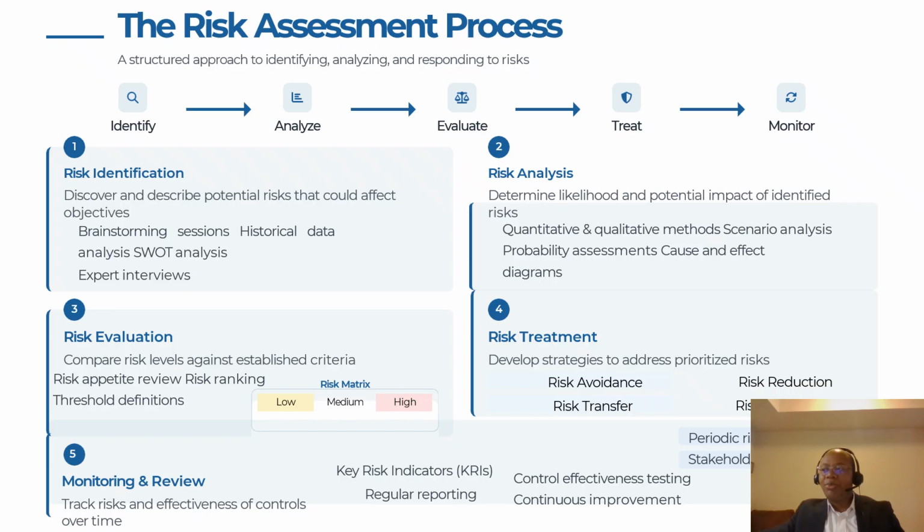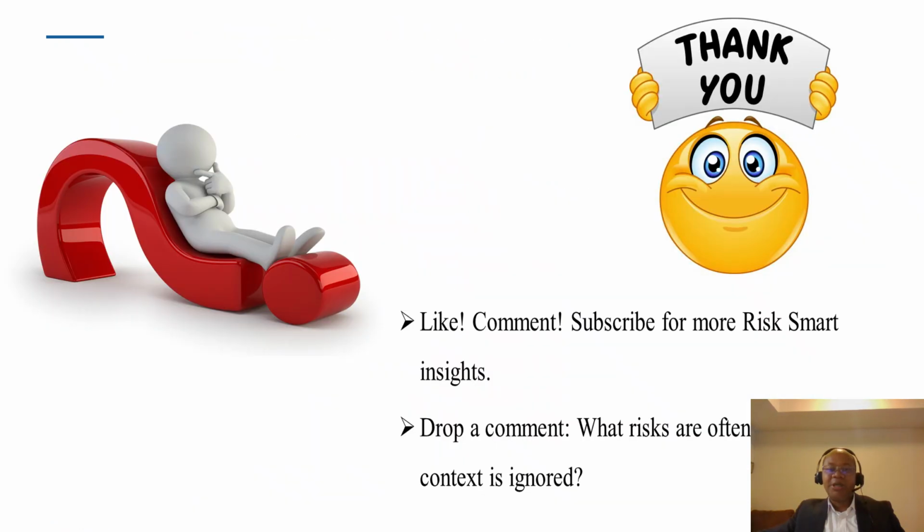Now, while you put in place all of those control measures, it becomes crucial to monitor and review from time to time. So it helps us to track risk and effectiveness of controls over time. So these are very important concepts, and the implementation of a robust risk mitigation strategy is crucial to the success of organizations.